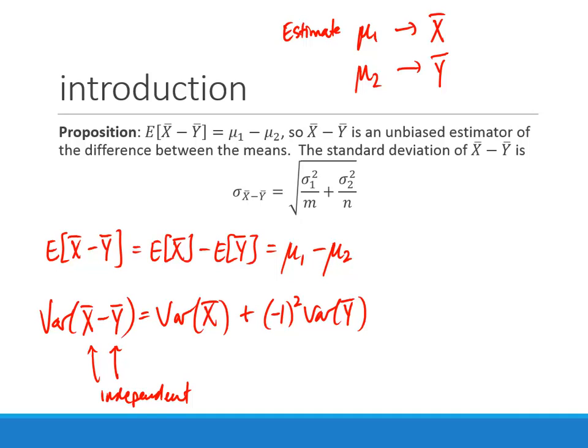And in general, what's the variance of x bar? Going back to chapter 5.